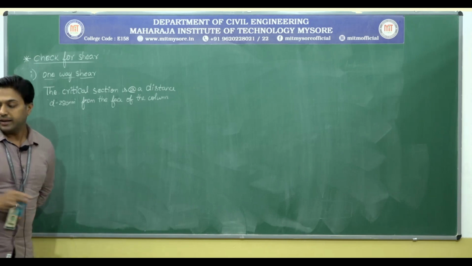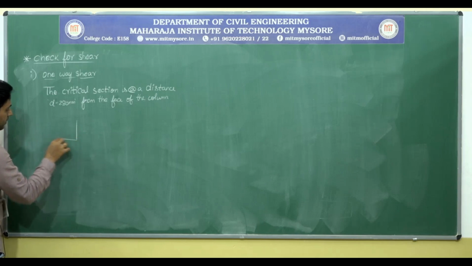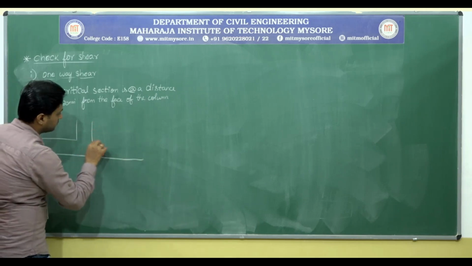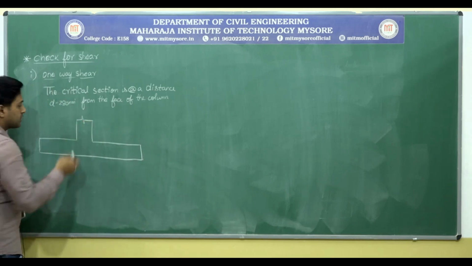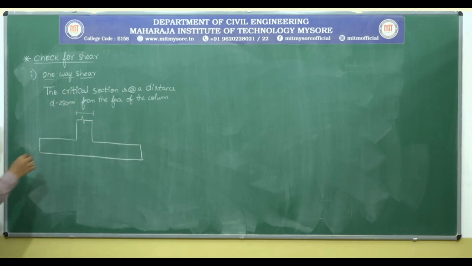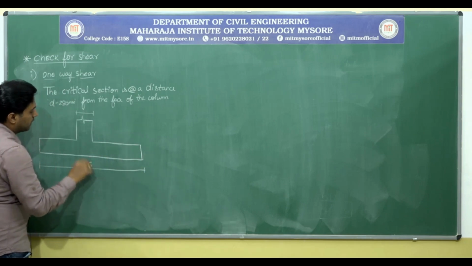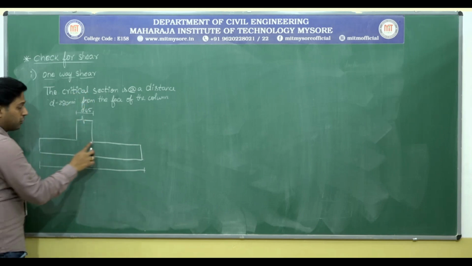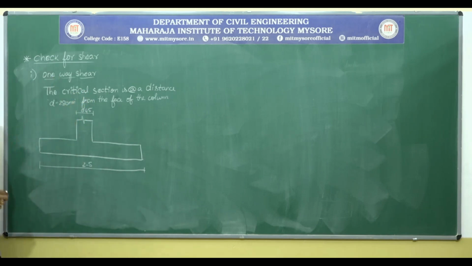Okay, so now let me draw a diagram for that. This is the column portion, this is the footing portion. Let me show the continuation mark here. I think you know that the total length I am considering is 2.5 m. This is 0.45. So the critical section will be at a distance d.